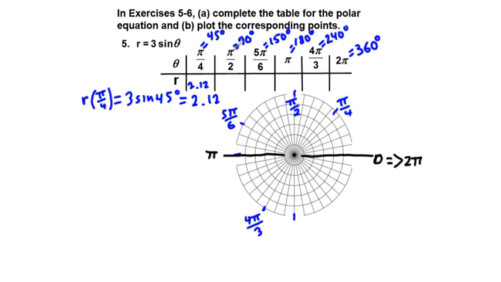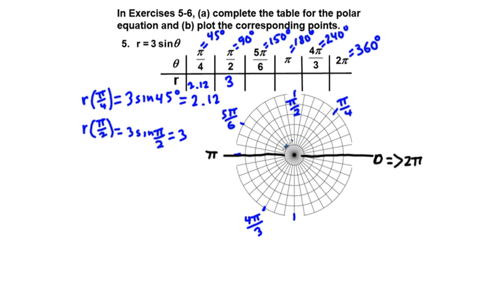The radius at pi over 2 is going to be equal to 3 sine pi over 2. Well, the sine of pi over 2, or sine of 90 degrees, is 1. So we'll have 3 times 1, or 3. So 3 goes into our table here.